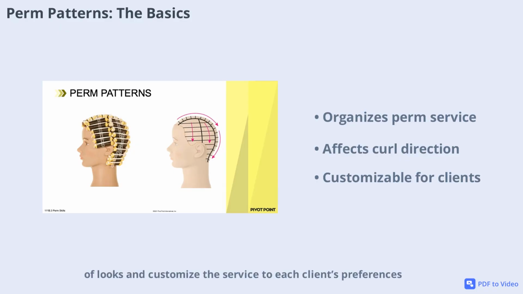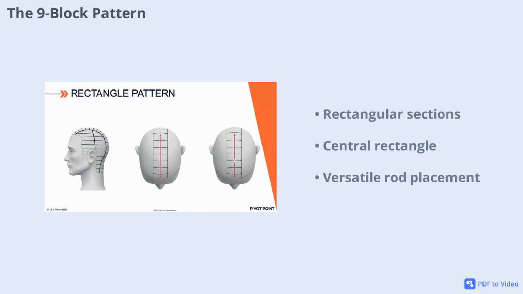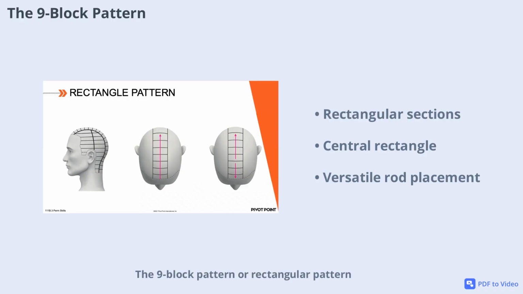The 9-block pattern or rectangular pattern is the most basic and widely used perm wrapping technique. It involves creating rectangular sections and bases, with a central rectangle running from the front hairline to the nape. The sides are usually subdivided, and rods can be positioned in various ways to achieve different effects. This pattern provides a solid foundation for mastering more advanced techniques.